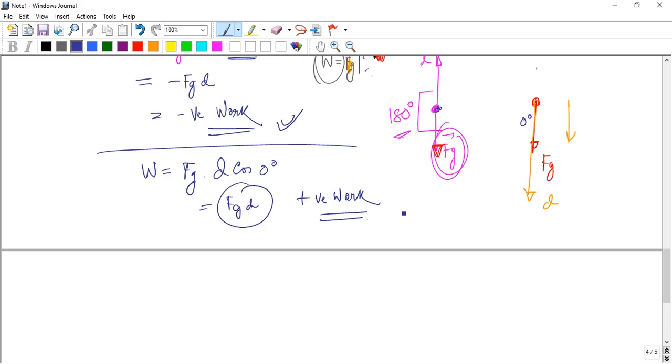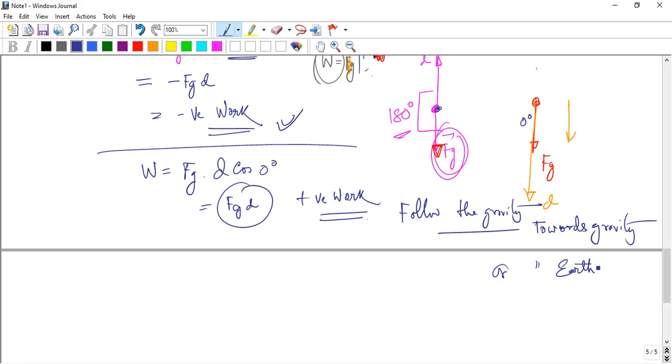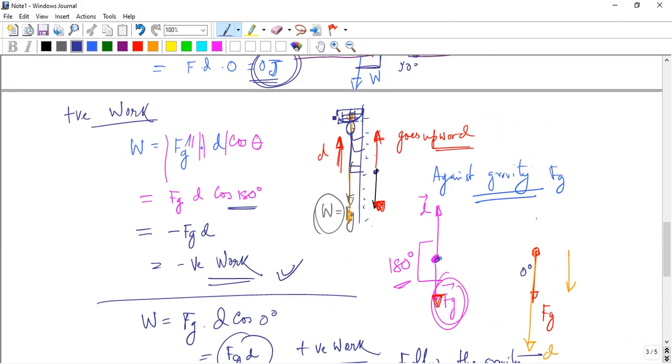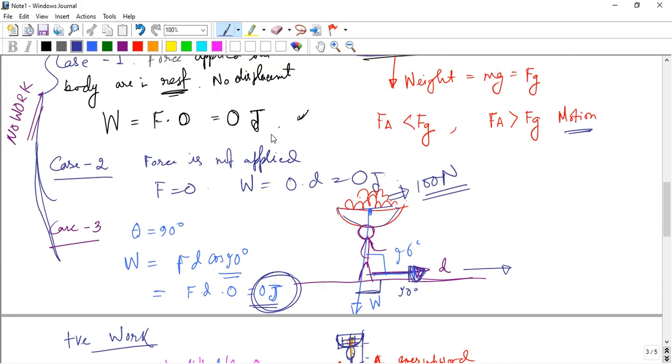Very important factor: what is positive work and what is negative work? This is following the gravity, or towards gravity, or towards the earth's center. The top case is against the earth's center. Clear? That is positive work and negative work.